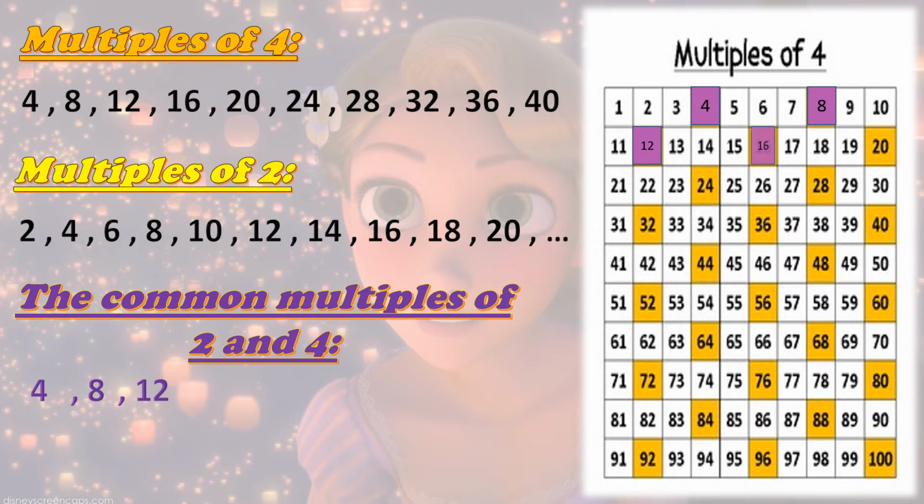What's next? Yes, I have 16. 16 is a common multiple of 2 and 4. Next is 20, and so on. So the common multiples of 2 and 4 are 4, 8, 12, 16, 20, and so on.